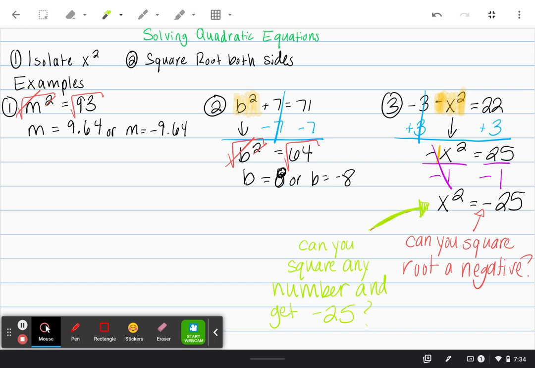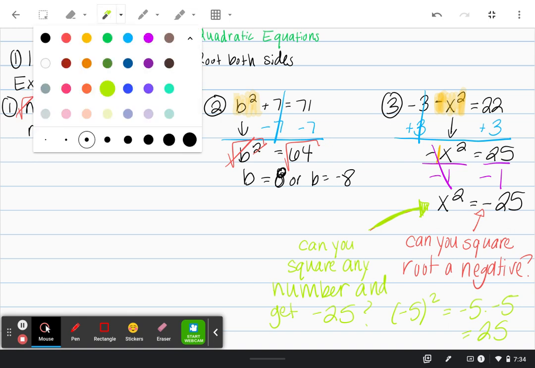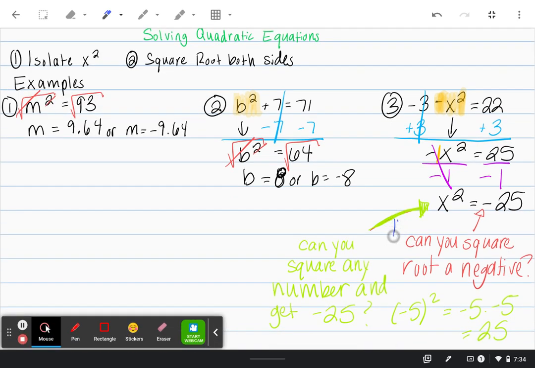Well, you can't. Negative 5 squared is negative 5 times negative 5. What do two negatives make? Makes a positive 25. So this cannot happen. You cannot square root a negative. So what do we say? We simply say that this has no solution.